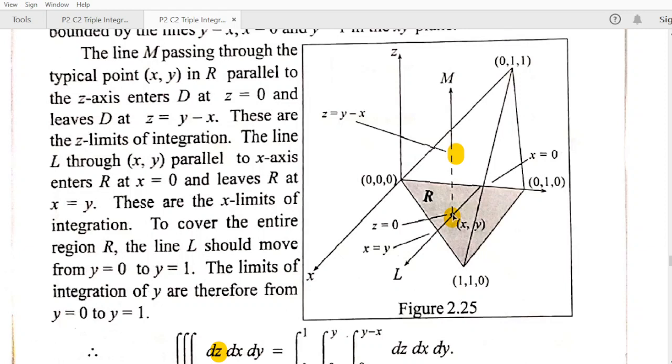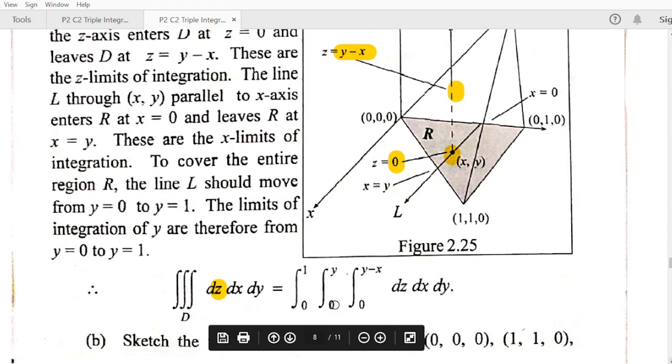This point is a point on the xy plane, and the value of z on the xy plane is always 0. So here the value of z is 0. This other point is a point on the plane z equal to y minus x. The plane equation is z equal to y minus x, and since it is a point on this plane, the value of z here is y minus x. So the limit of z is from 0 to y minus x.